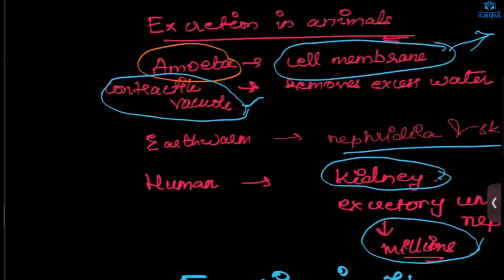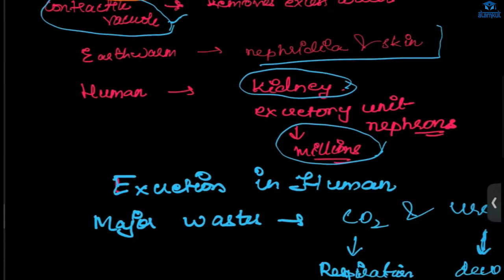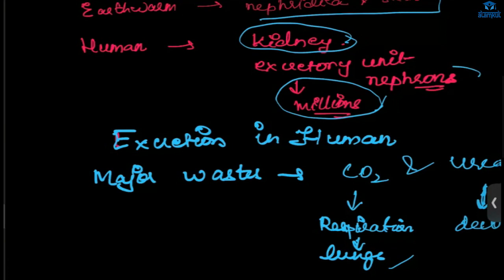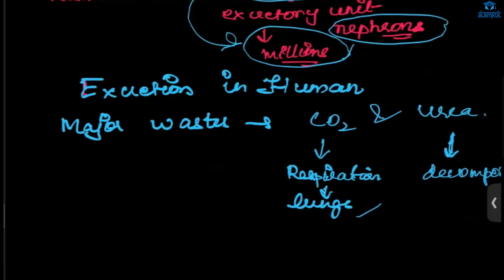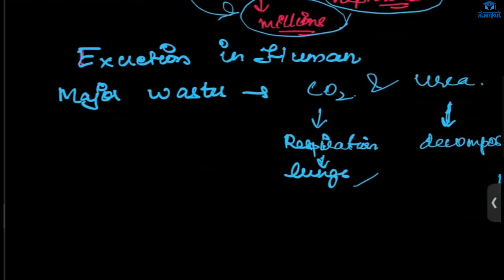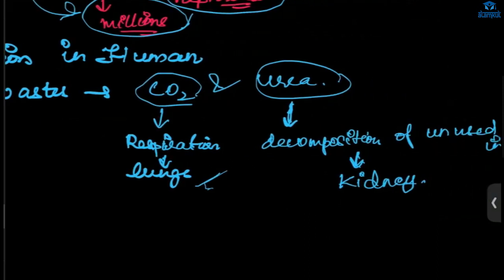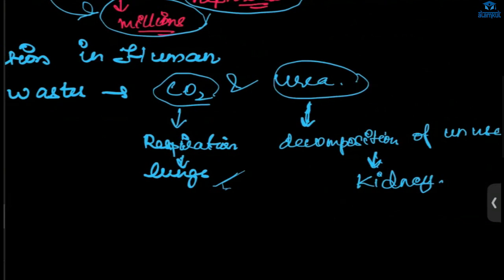Now let's talk about excretion in humans. The main excretory unit is the nephron. We'll talk about that, and this kidney contains millions of nephrons. Before that, let's see the major wastes in humans. We have carbon dioxide and urea. Carbon dioxide, we have already seen in respiration, is removed through the lungs. And urea is removed through the kidney.